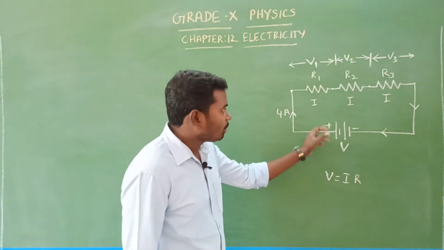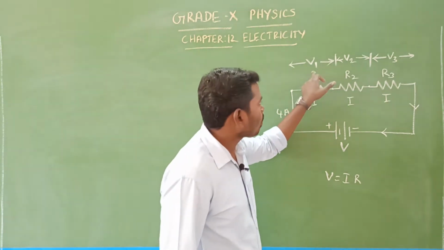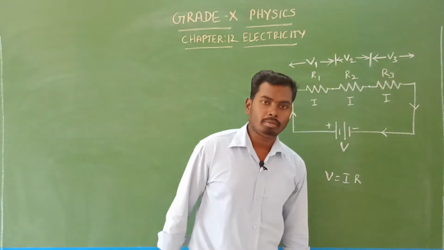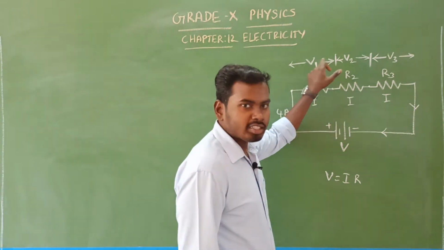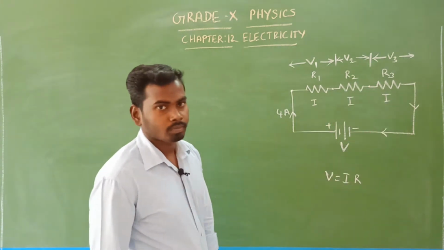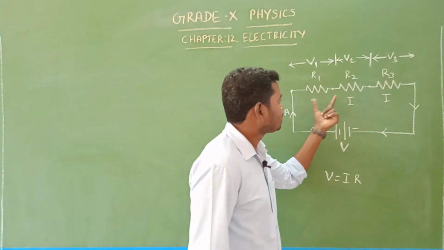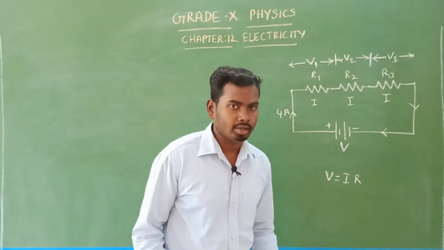Note this point. The main voltage gets distributed in the form of V1, V2 and V3. Here in series combination, this potential difference depends on the resistor's value. Is it clear, students? It's very easy.